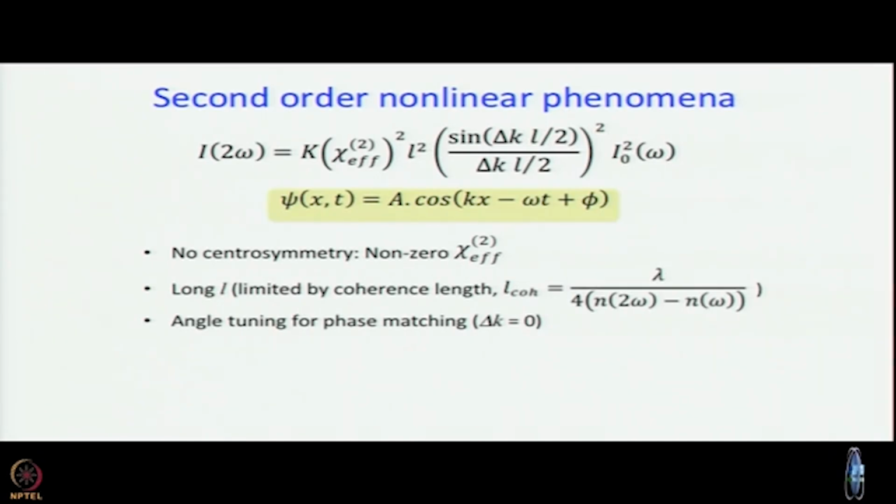This is why momentum has to be conserved: when delta k is equal to 0, the sin square theta by theta square function has a maximum value of 1. That is why delta k must be equal to 0. What about this I0? If I0 is large, will the intensity of the second harmonic be large or small?